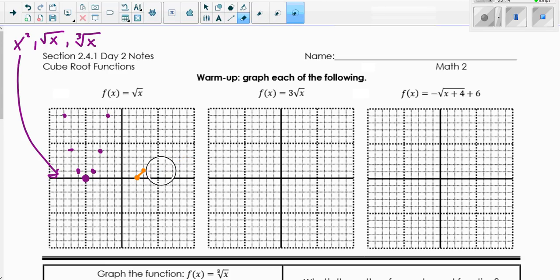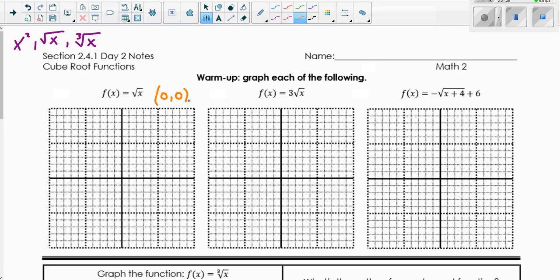Alright, so we're going to do the same thing today. We're just going to do a different operation. So instead of square root or squaring, we're going to cube root. Okay, but in order to get there, let's make sure that we can do the warm-up problems. I would start each of these by identifying the critical point. Okay, so since there's nothing inside the parentheses, it's not moving left or right, and since there's nothing outside, it's not moving up or down, so then your critical point would be 0, 0.